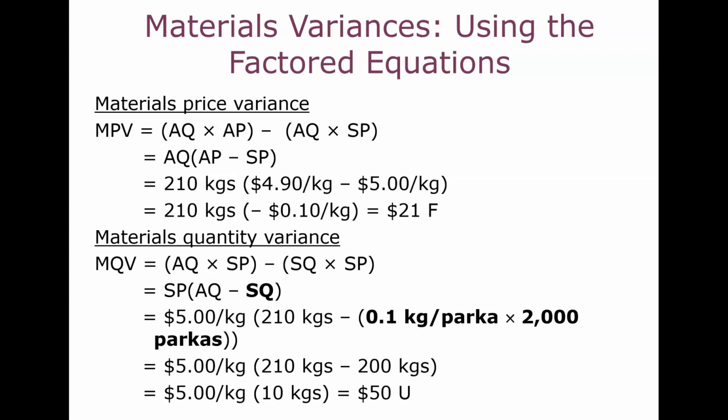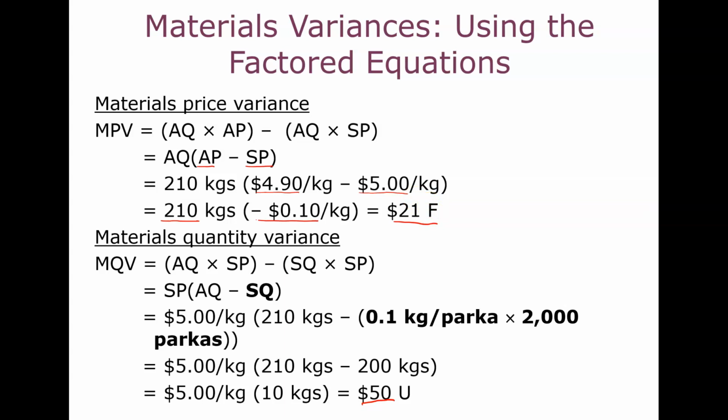This is the algebraic way, using equations to figure out the same variances. Okay, if you remember, we had a $21 favorable materials price variance, and we had a $50 unfavorable materials quantity variance. What you can do is take the difference between your actual price and your standard price. Actual price was $4.90, standard price was $5. So here's that 10 cents I talked about. Take that 10 cents difference and multiply by how many you used, and you get your variance.